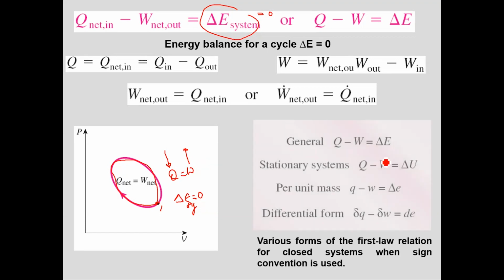Some of the expressions commonly used in a closed system: Q minus W equals delta E. Again, Q net in and W net out are referred to by Q and W. For stationary systems, you will have delta U instead of delta E. Per unit mass, you will have small letters. In differential form, you will have inexact differentials for these two, which are path dependent functions, and an exact differential for dE, which is a state dependent function.